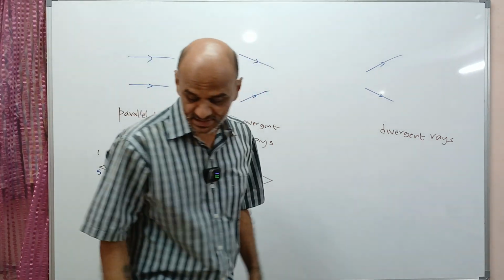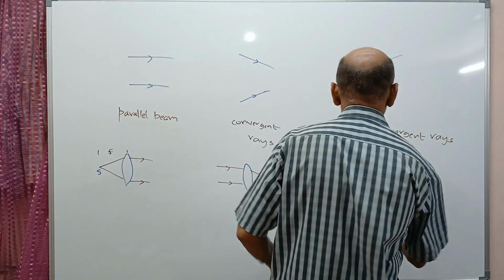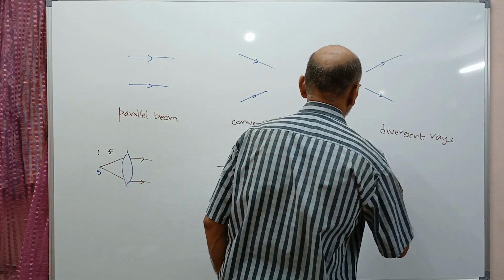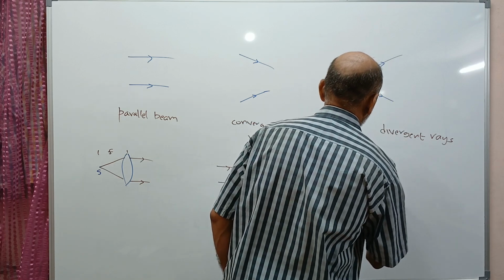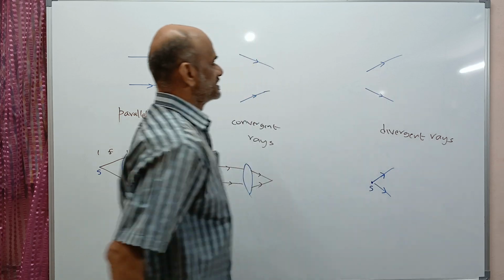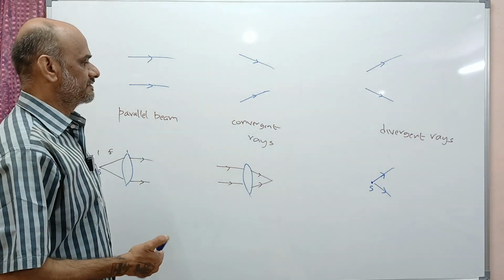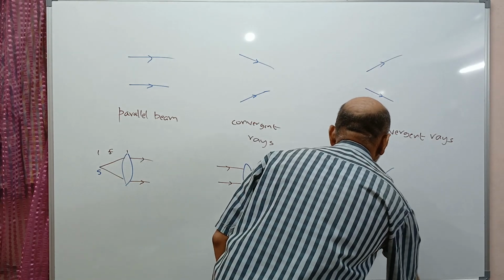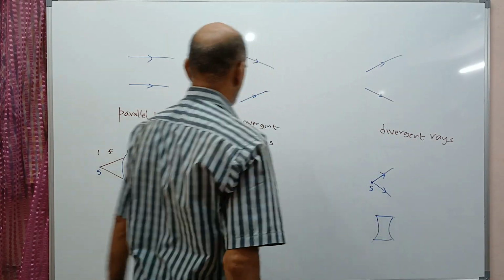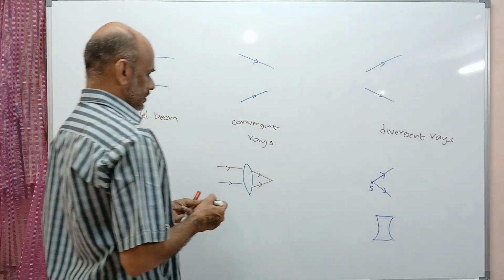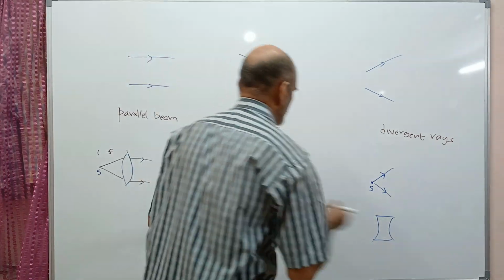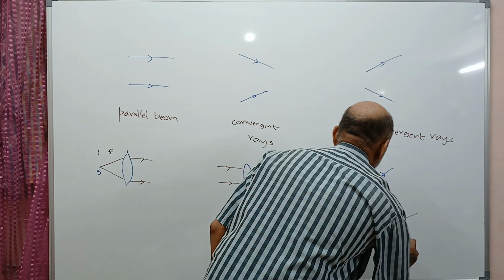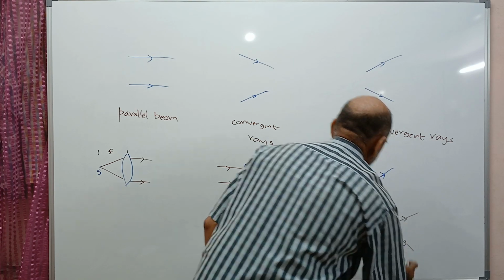Divergent rays, you can just have a point source of light. So light will go in all directions. If I just take two rays, this will give me divergent rays. Another way to produce divergent rays is using a concave lens. Concave lens is thin in the middle. Convex lens is thick at the middle. So to this concave lens, if we send parallel beam of rays, the light rays will go like this. It will diverge.